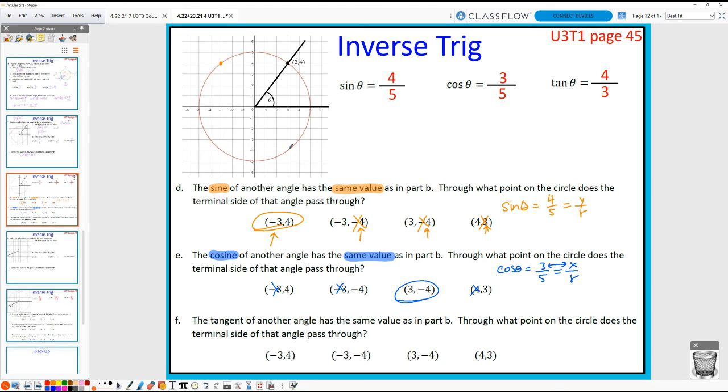Which is going to be this point right here. So notice that my x values match, right? They're all on this line, x is equal to 3. These guys are both on the horizontal line, y is equal to 3.